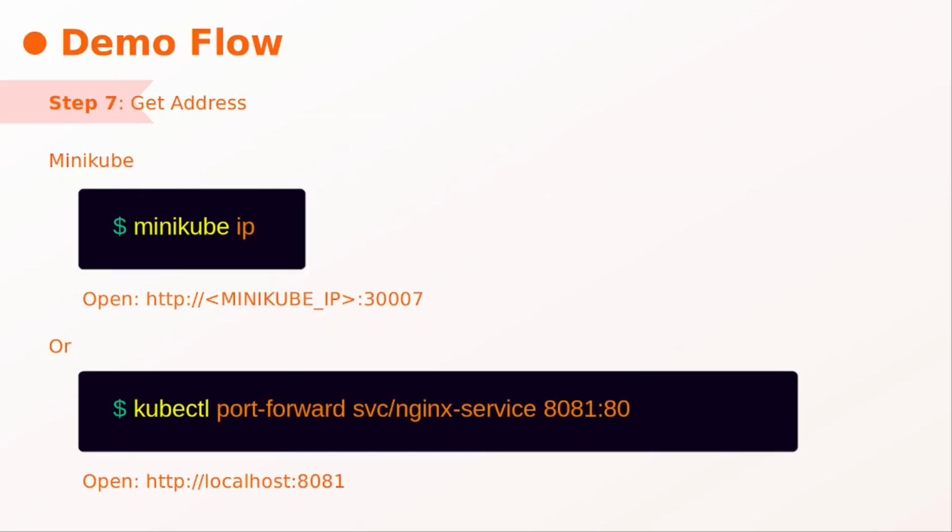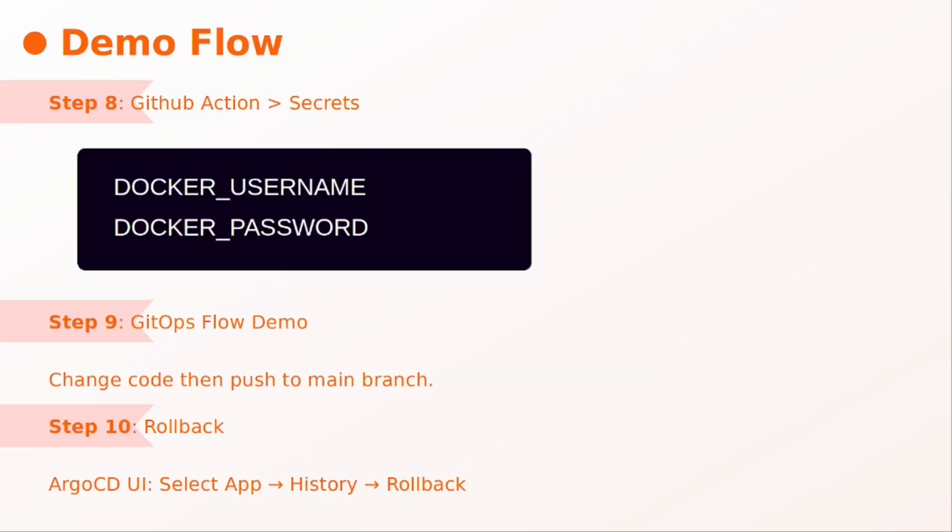To access the application, you can either use the IP address provided by Minikube or expose the service locally using port forwarding. This allows you to view the running application in your browser. For the CI/CD setup, Docker credentials are added as secrets in GitHub Actions. This enables automated image building and pushing whenever code changes are made.